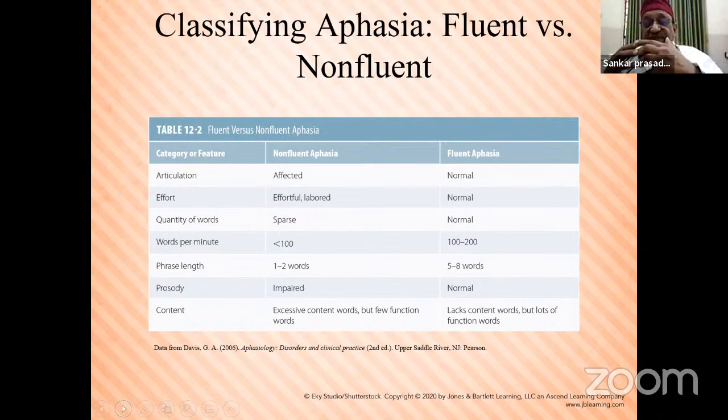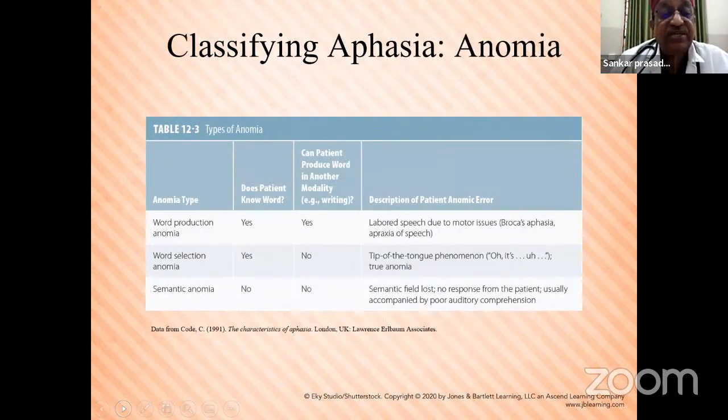So in language assessment, first you concentrate on spontaneous speech output production, verbal comprehension, visual comprehension, repetition, reading, writing, naming. All these aspects are to be tested correctly. And in aphasia, anomia: does the patient know the word production? Labored speech due to motor issues is Broca's aphasia, or apraxia of speech, which happens in Broca's area.